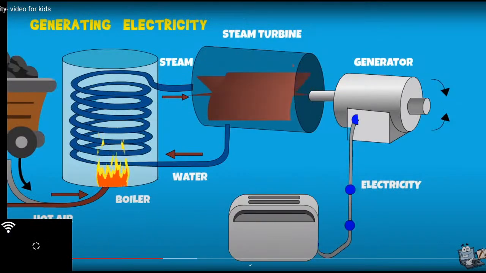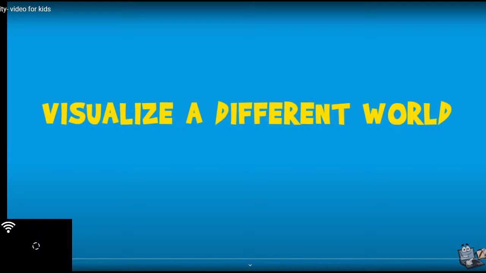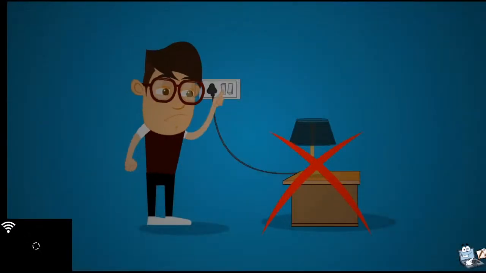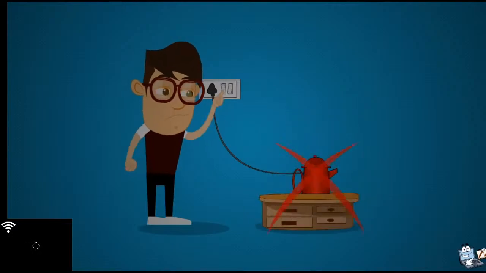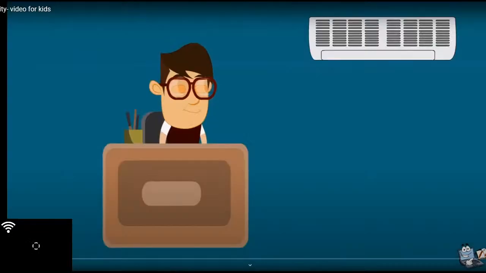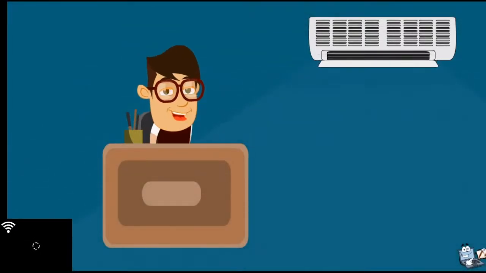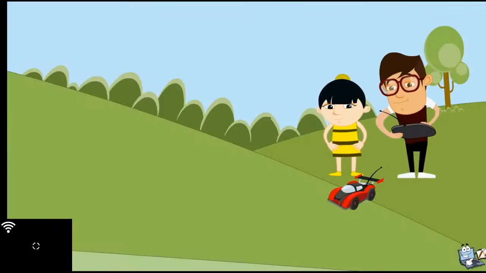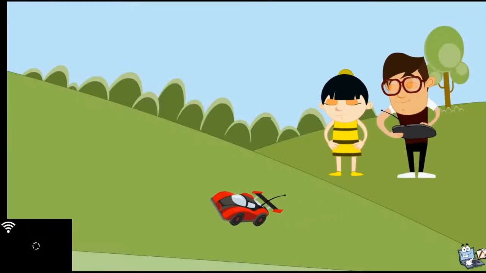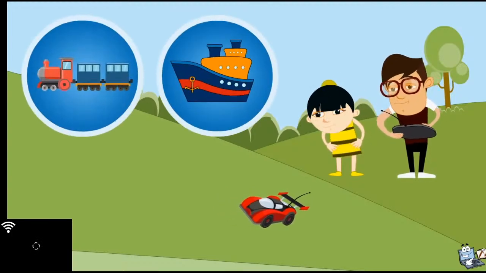Visualize a different world where you couldn't turn on a light, a computer, or even use the electric kettle to make your favorite hot chocolate drink. We use electricity constantly in our daily lives. It is one of our most important types of energy and power that we use. Its uses range from small batteries that operate your remote control car to huge motors that power ships and trains.